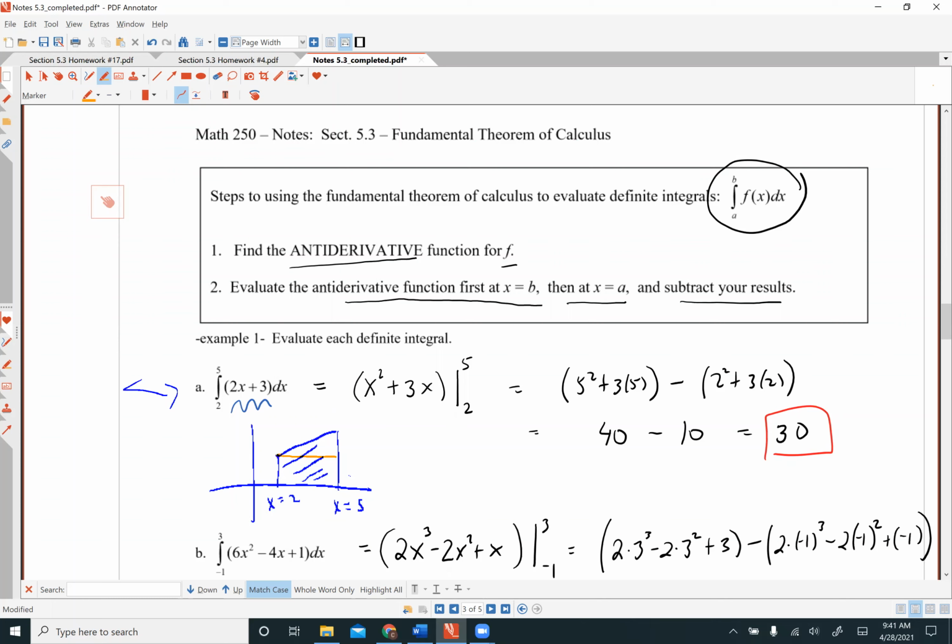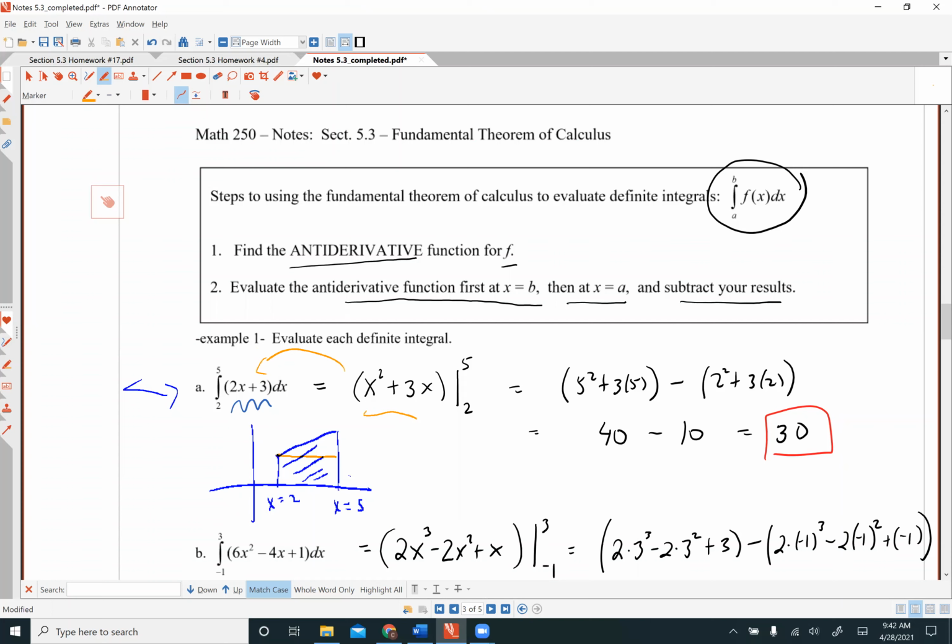So the area under the curve of 2x plus 3 from 2 to 5, well, you find the antiderivative. So we know that the antiderivative of 2x is x squared, right? The derivative of x squared is 2x. And the antiderivative of 3 is 3x. If you take the derivative of this function right here, x squared plus 3x, don't you get that? And now what we do is we just evaluate the antiderivative at the endpoints.